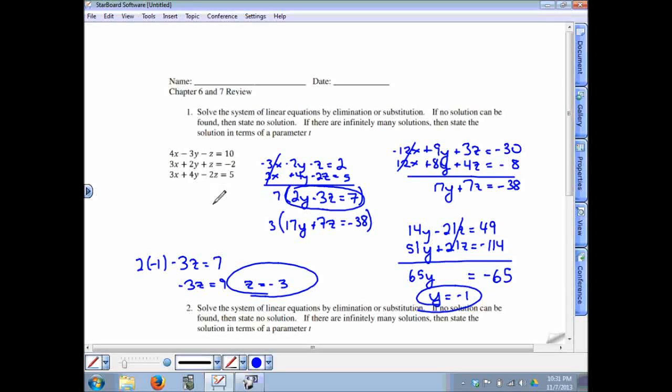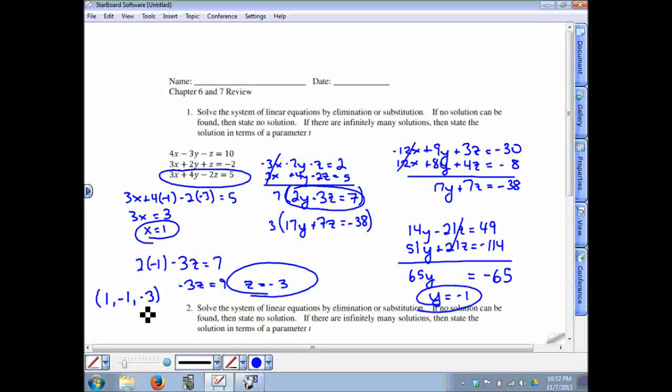So you can plug that into one of the original equations now to find x. So bottom equation, for example, 3x plus 4y minus 2z equals 5. Now 4 times negative 1 is negative 4, and then a negative 2 times negative 3 is 6, negative 4 plus 6 is 2. Subtract 2 from 5 to get 3. So x equals 1. So your solution is the point 1, comma negative 1, comma negative 3.